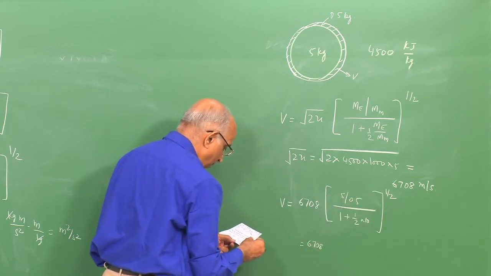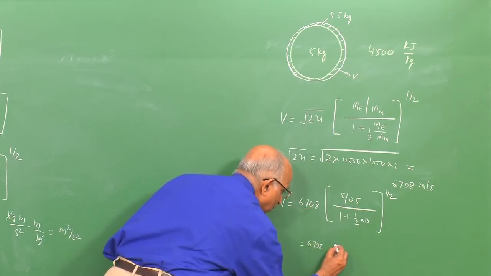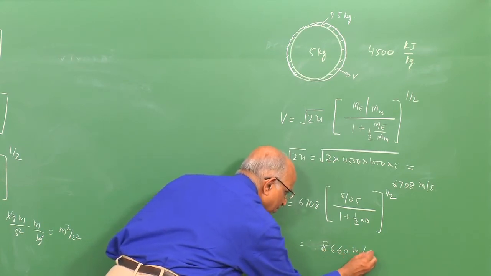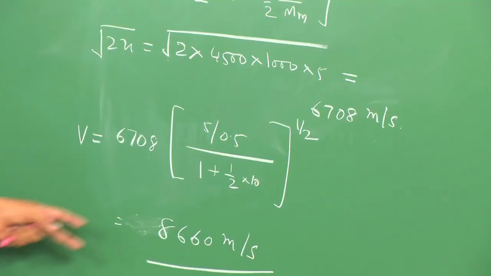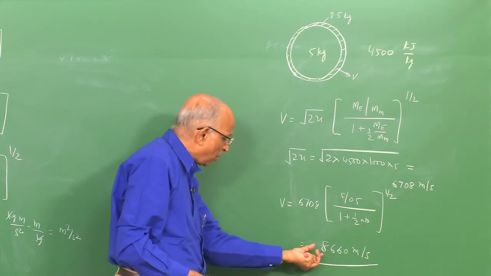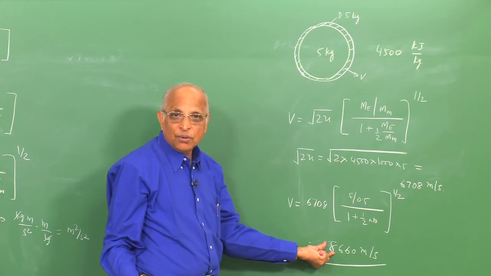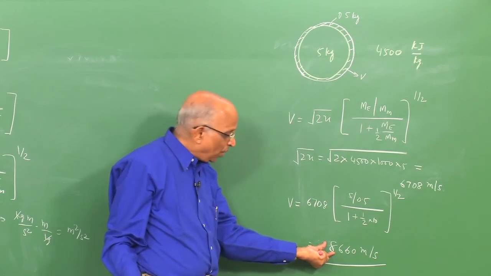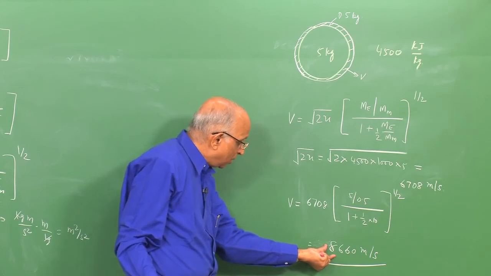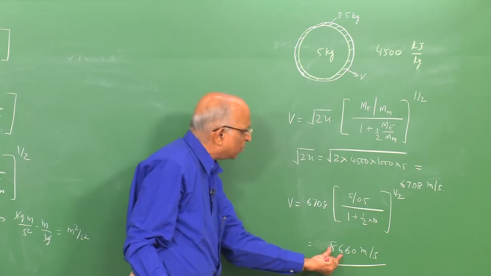The value comes out to be 6708 into this factor, which is equal to 8660 meters per second. You find that the velocities are indeed large. If an object is at this high speed, we are talking of a Mach number, if I calculate with respect to the sound velocity, which is something like 330 meters per second, that is extremely high. Divide by 300, what do you get? Something like Mach number 200.